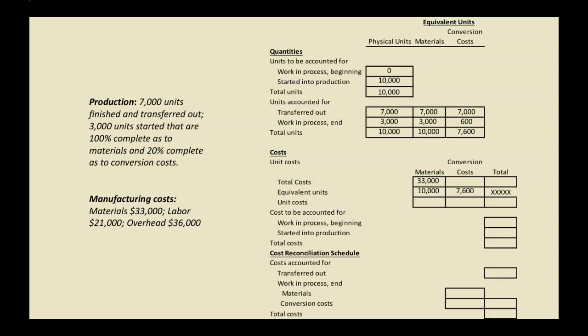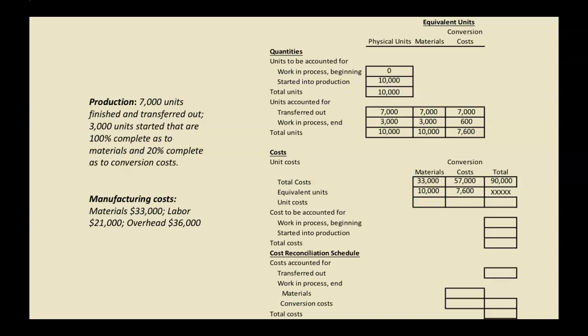Our conversion costs, those are the costs associated with turning raw materials into a finished product. So those are your labor and your overhead costs. So we take the 21,000 for the labor and add in the 36,000 for the overhead, and we get $57,000. Now we can add across there and see that the total for both materials and conversion costs equals 90,000.